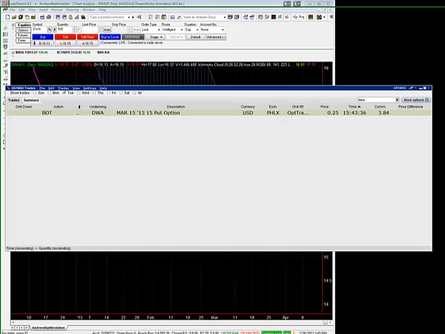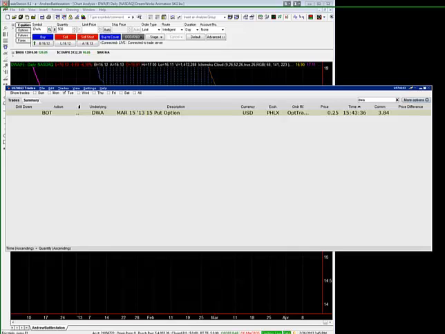So I am in DWA. I'm in this trade in DWA. Does anybody have any questions about this?